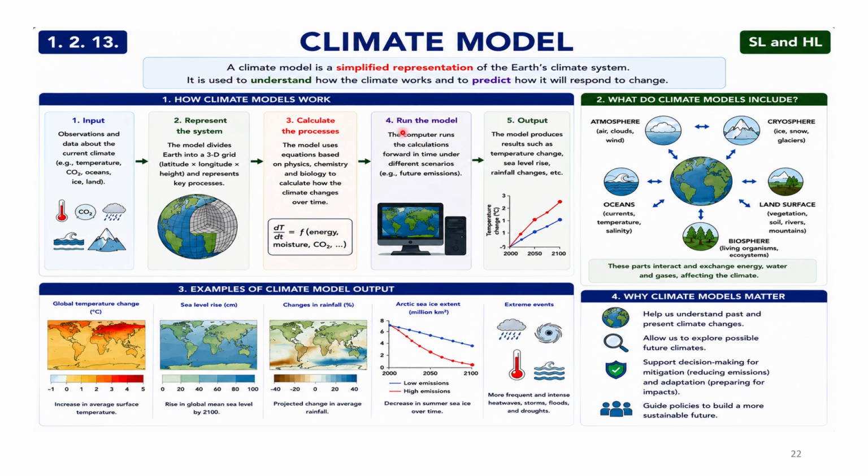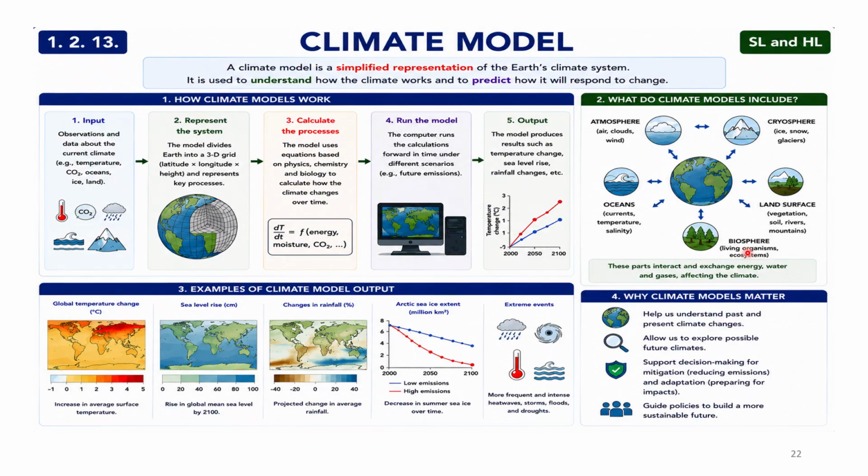The computer runs these calculations under different scenarios, such as low or high greenhouse gas emissions, and produces outputs including projected temperature rise, sea level change, rainfall patterns, Arctic sea ice extent, and the frequency of extreme events like floods, droughts, and heat waves. Climate models also integrate interactions among the atmosphere, oceans, cryosphere, land surface, and biosphere because these components continuously exchange energy, water, and gases.